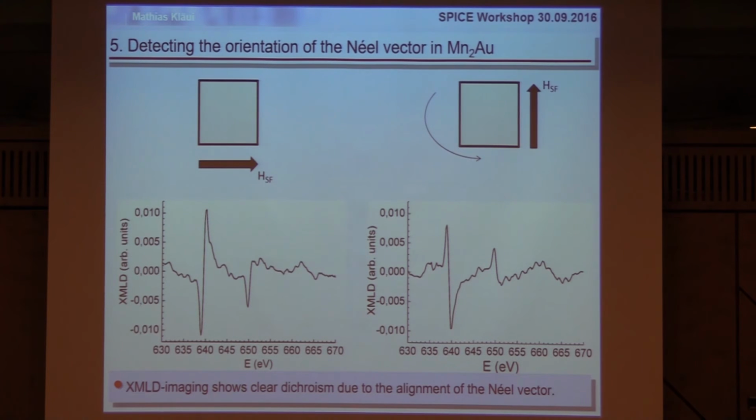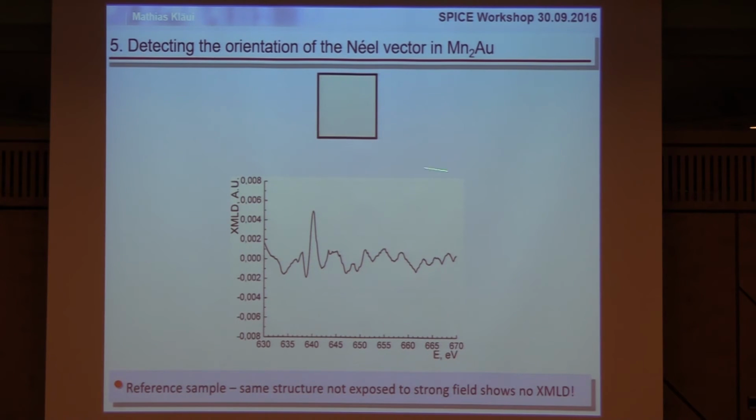And just to check that this is not happening for any sample, if you don't put your sample in the 70 Tesla, then it's pretty flat. There's nothing that you can see. So you just have lots of domains which are randomly oriented.